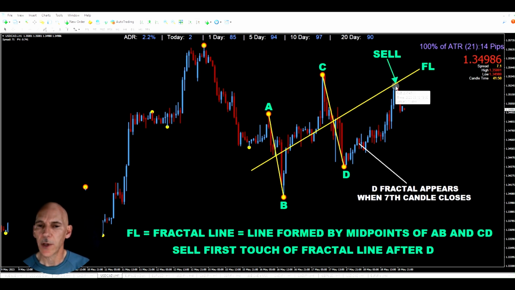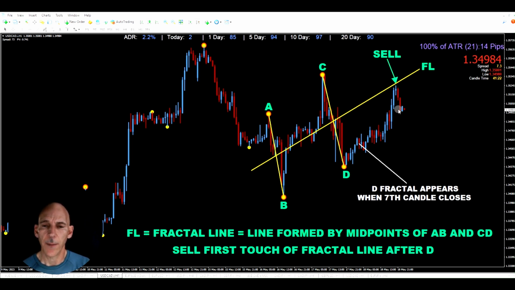We get in a few pips early. There are EAs that allow you to sell on a touch of this fractal line. It could be any line, a trend line, a horizontal line. You can set it to sell a few pips early or a few pips late. You can set the stop loss, the take profit, move it to break even after a certain number of pips, put trailing stops on it, all kinds of stuff.